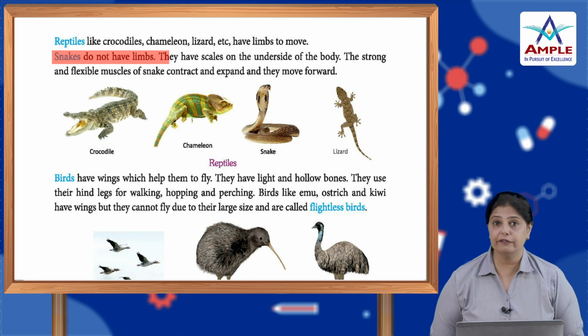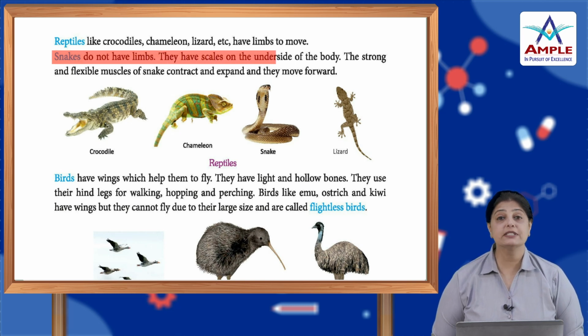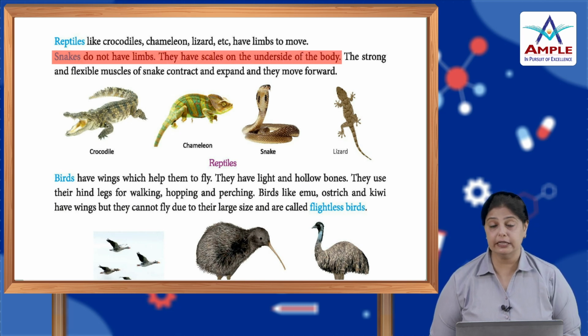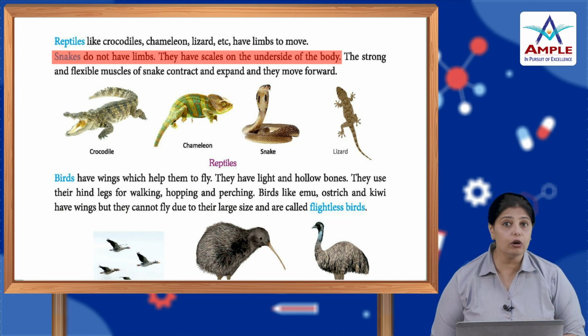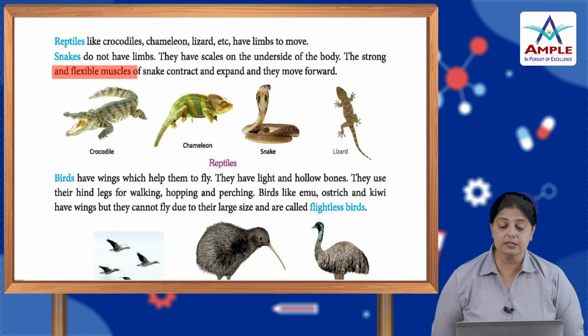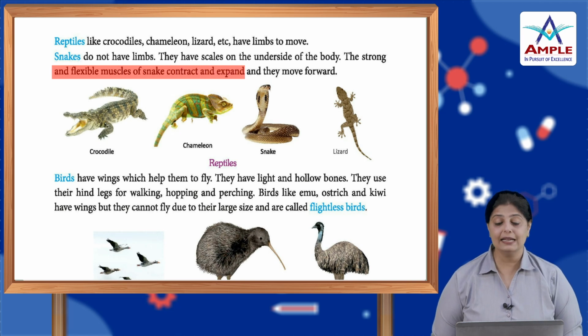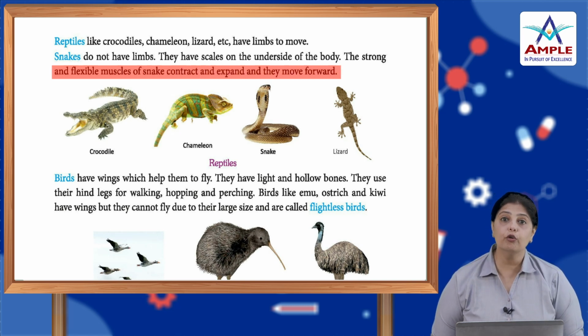Snakes do not have limbs. They have scales on the underside of the body. They have scales which help them to crawl on the surface of the land. The strong and flexible muscles of the snake contract and expand, and they move forward.